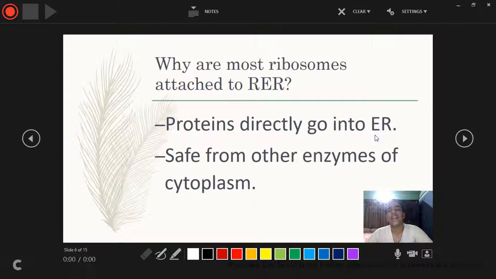Because the proteins are manufactured from the ribosomes, and if they directly go into the ER, whatever you say, endoplasmic reticulum, rough endoplasmic reticulum, that I should say, then they will be safe from other enzymes of the cytoplasm. Cytoplasm contains many harmful enzymes, maybe. So they should not go into the cytoplasm. It may harm them. So for the protection of the proteins, they go directly into the ER, and from there they are transported through the ER. So that will be more beneficial.